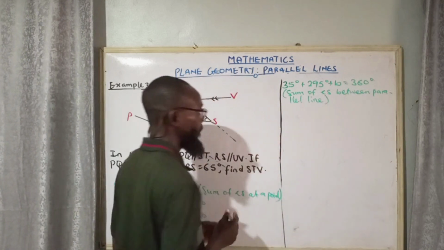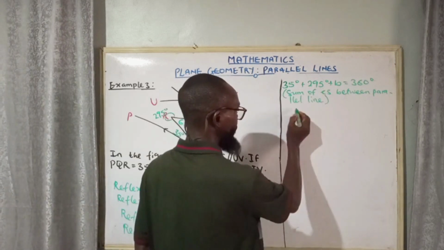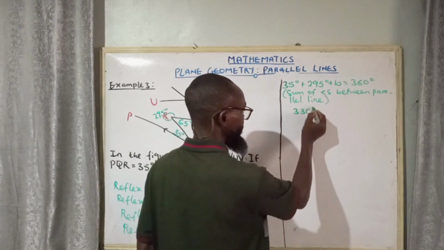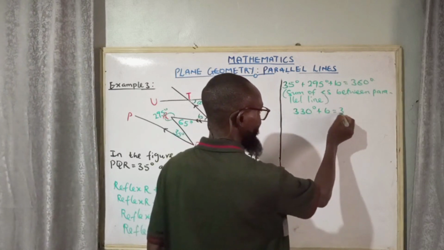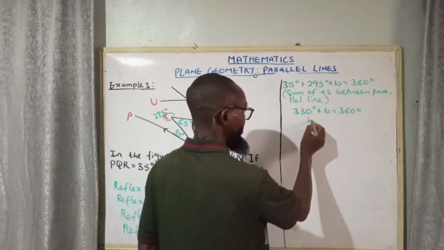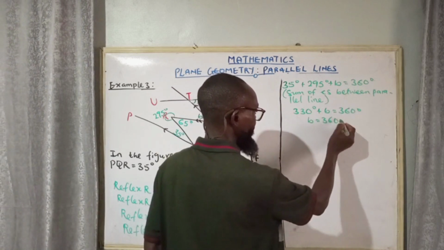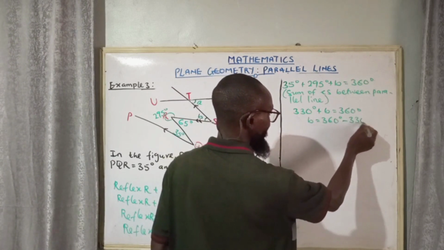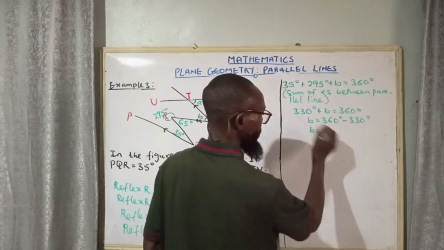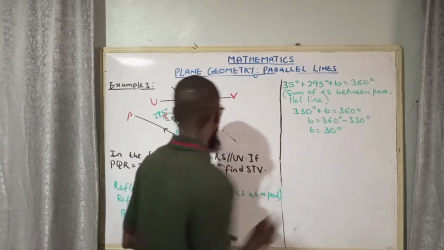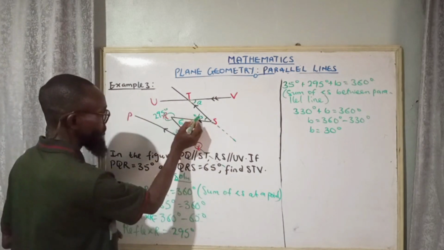Now, when we sum it up, 35 plus 295, we have 330 degrees plus B is equal to 360 degrees. My B will now equal 360 degrees minus 330 degrees. So B equals 30 degrees. So I've gotten my B here to be 30 degrees.